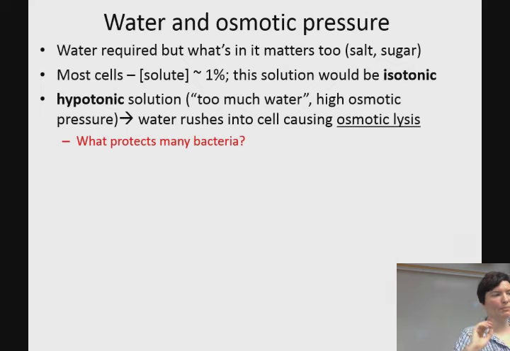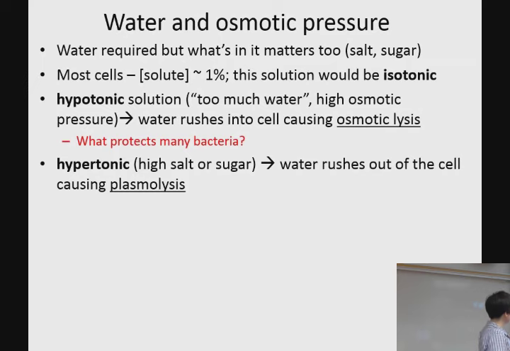Take a cell and drop it in pure water. Is that hypotonic or isotonic or hypertonic? What will the water want to do? It's going to want to come in. Okay, so it's a hypotonic solution. So if the outside world has a lower percent of solutes, that's hypotonic because the water outside is going to want to come in.